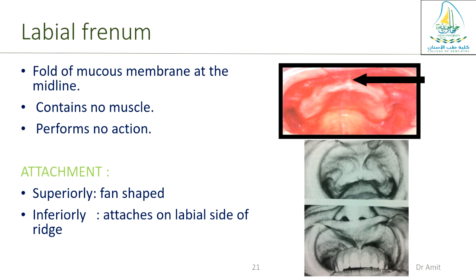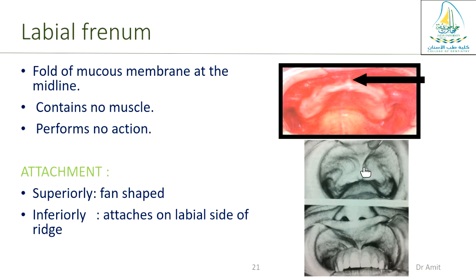Now, what is labial frenum? It is a fold of mucous membrane. This is a clinical photograph. You can see it is a fold of mucous membrane which is present on the maxillary in the midline area. It contains no muscle and performs no action. But it is fan shaped, so whenever you try to retract the upper lip, it will look like a fan shape, and it attaches on the labial side of the ridge.